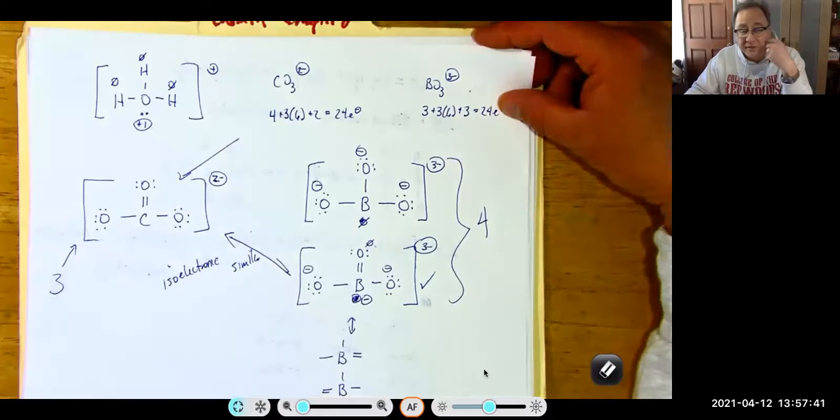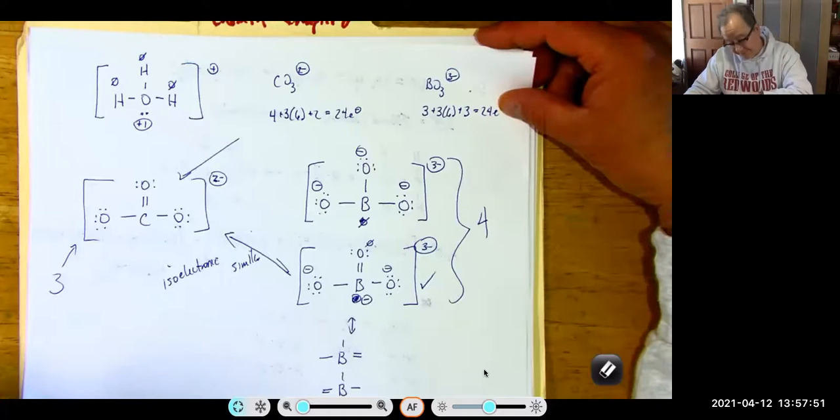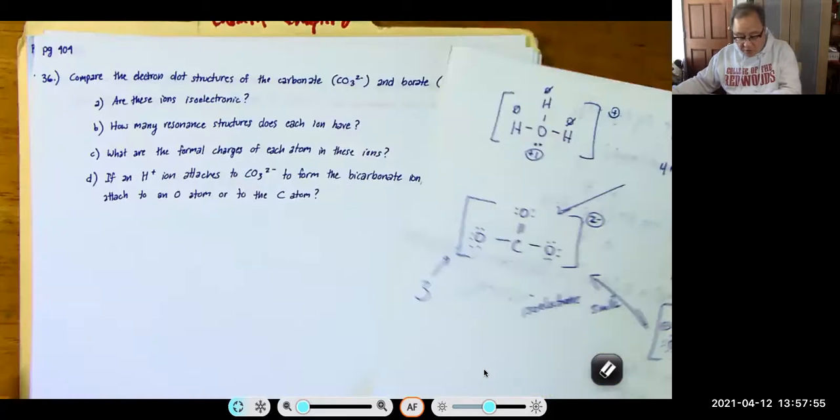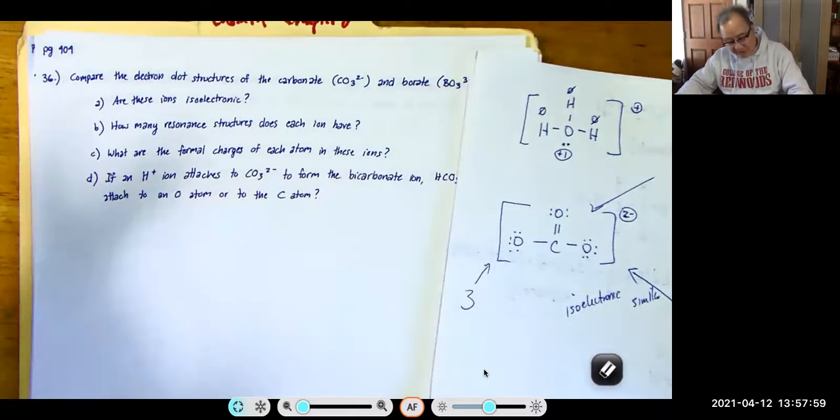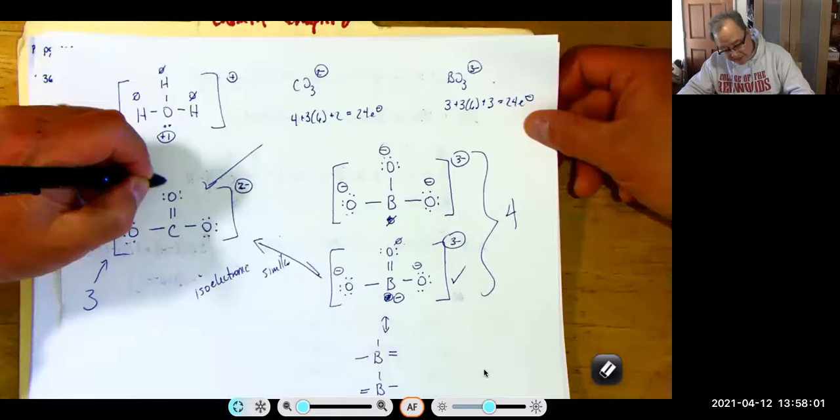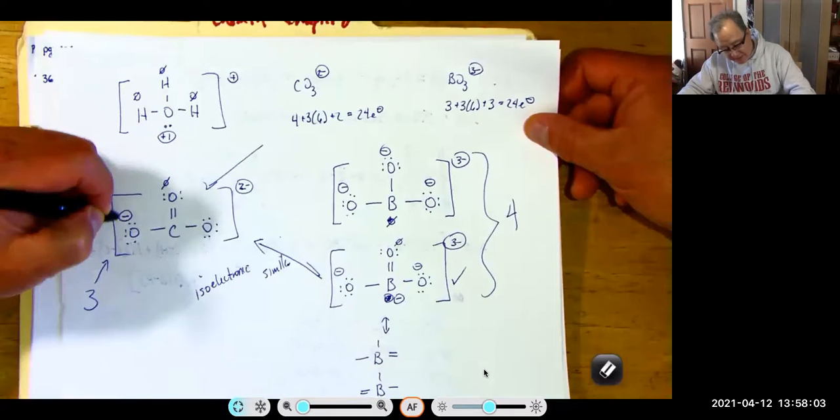And the answer is really simple. Boron can make 3 bonds. Carbon doesn't. Boron can also make 4 bonds. Okay. What are the formal charges on each atom in these ions? We already did that. Here, we didn't do it. It's a 0, -1, -1, and a 0.